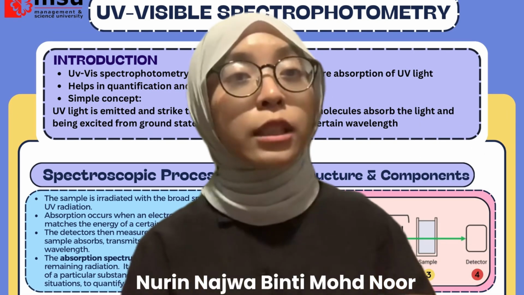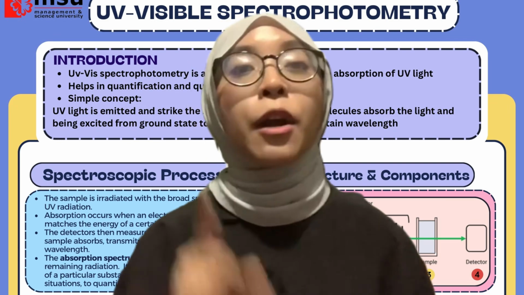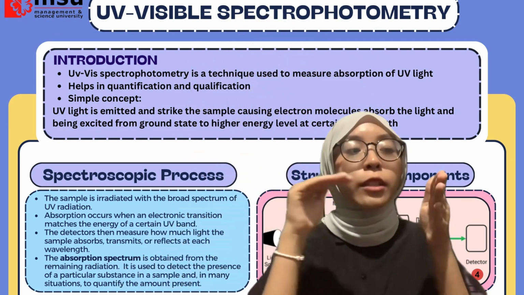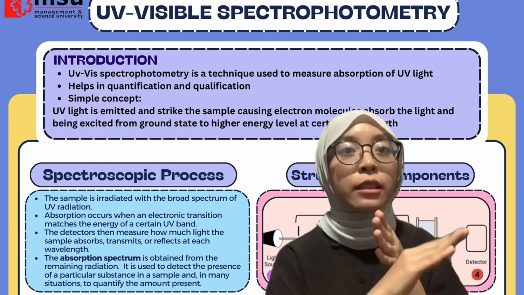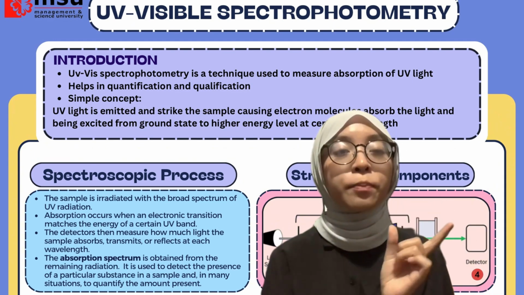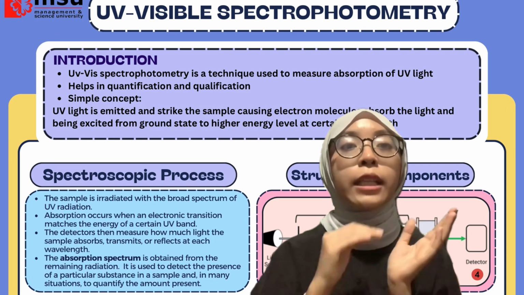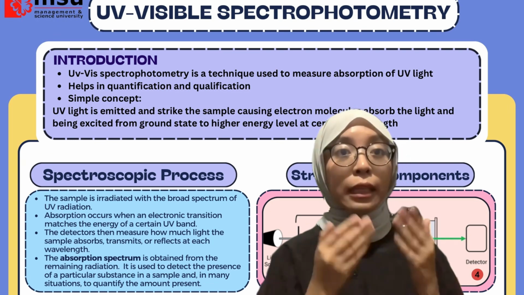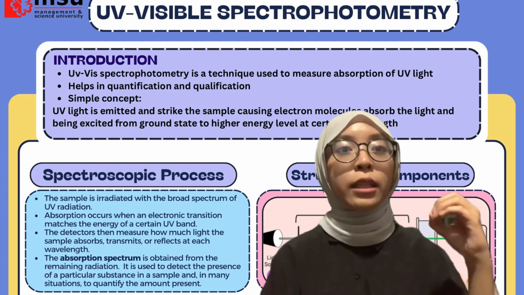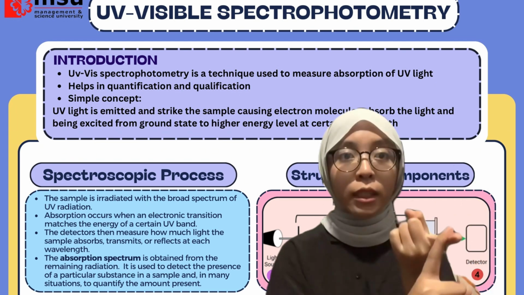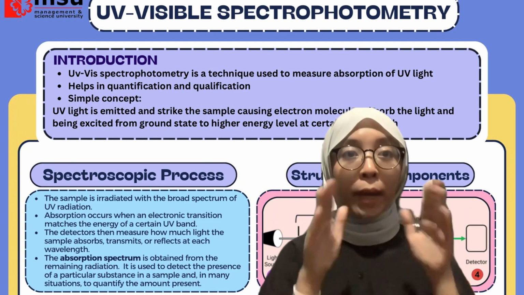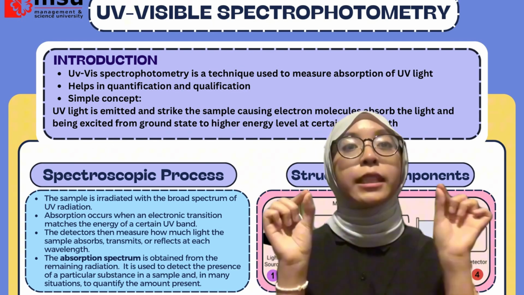So, how does a UV-Vis spectrophotometer work? Firstly, a broad spectrum of UV radiation from a light source will strike the prism, where it reaches the exit slit and where the sample is irradiated. Here, absorption occurs when an electronic transition matches the energy of a certain UV band. Then, the detector will measure how much light the sample absorbs, transmits or reflects at each wavelength. From the remaining radiation, an absorption spectrum is obtained.